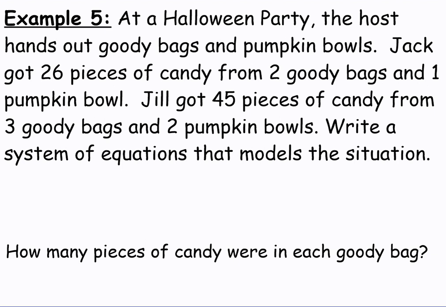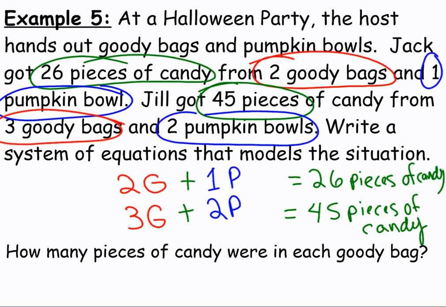Pause the video now as you find your entire answer. Press play to go over. There you have your system of equations. 2 goodie bags and 1 pumpkin bowl equals 26 pieces of candy. 3 goodie bags and 2 pumpkin bowls equals 45 pieces of candy. Now you're going to use it to solve.